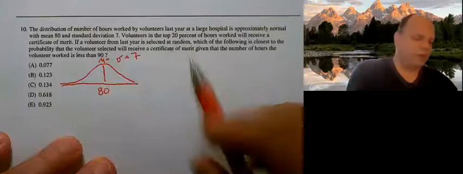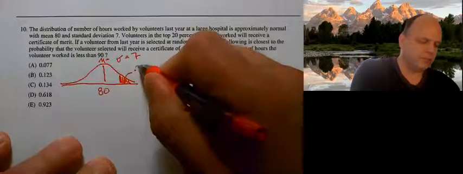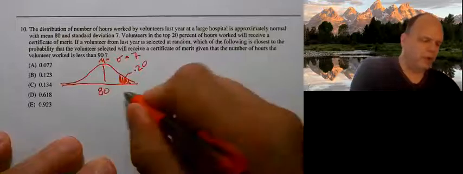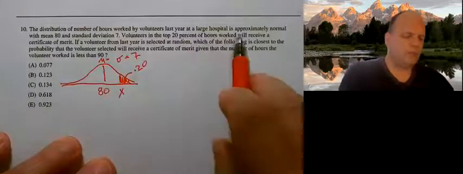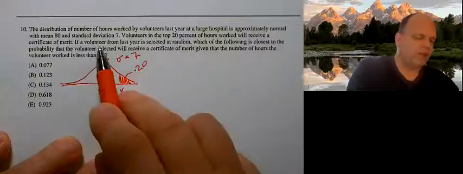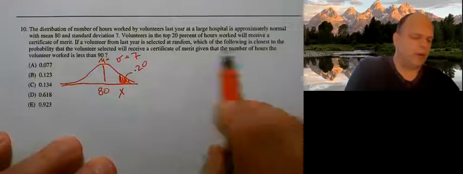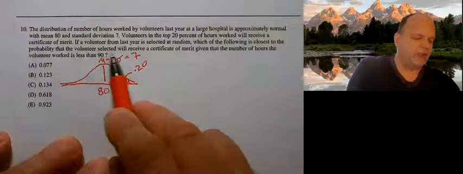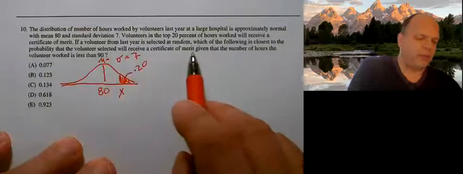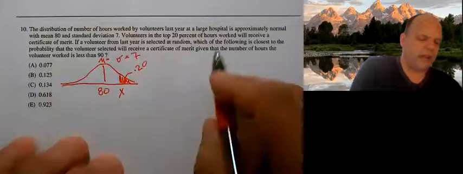Volunteers in the top 20%, so that means this group up here, and we don't know what that value is, will receive a certificate of merit. The volunteer from last year is selected at random. Which of the following is closest to the probability that the volunteer selected will receive a certificate of merit given the number of hours the volunteer worked is less than 90?